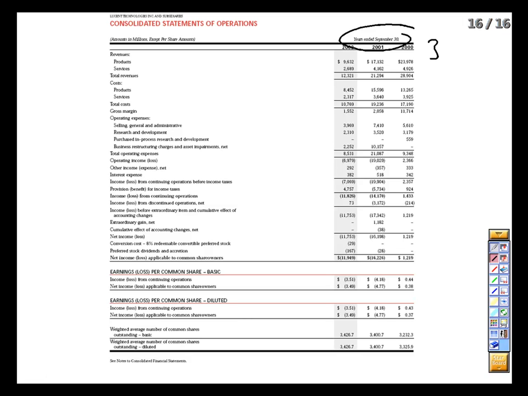The income statement is for the period ended. This is a flow statement that covers a period of time. In this case, November 1st to September 30th, as opposed to the balance sheet, which is an as of date. We see over here revenues, both product revenues and service revenues, since Lucent provides both, minus the cost of goods and the cost of services, and that allows us to get to our gross margin, our first subtotal.